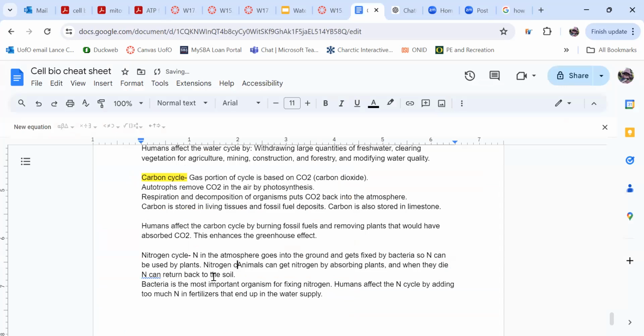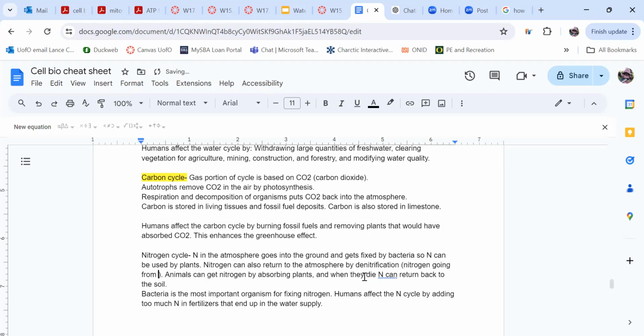But nitrogen can also return to the atmosphere by denitrification. And if you don't know what that means, you could put: this word here is the process of nitrogen returning to the atmosphere from the soil. Going from soil to atmosphere, right?